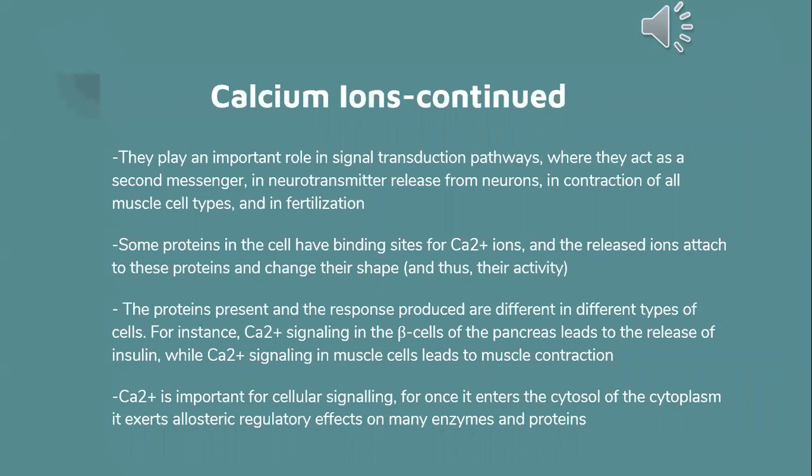They play an important role in signal transduction pathways where they act as a second messenger in neurotransmitter release from neurons, in contraction of all muscle cell types, and in fertilization. Some proteins in the cell have binding sites for Ca2+ ions, and the released ions attach to these proteins and change their shape and thus their activity. The proteins present and the response produced are different in different types of cells. For instance, Ca2+ signaling in the beta cells of the pancreas leads to the release of insulin, while Ca2+ signaling in muscle cells leads to muscle contraction.